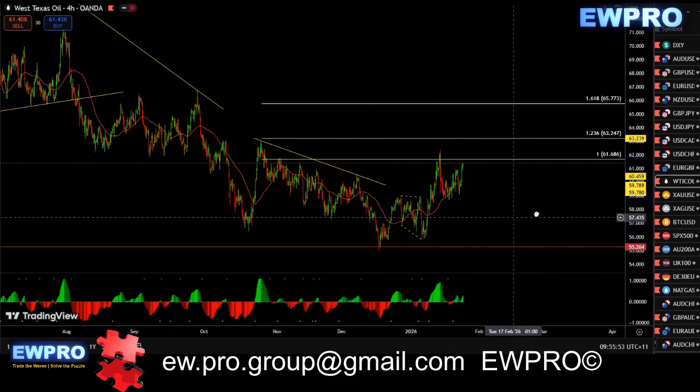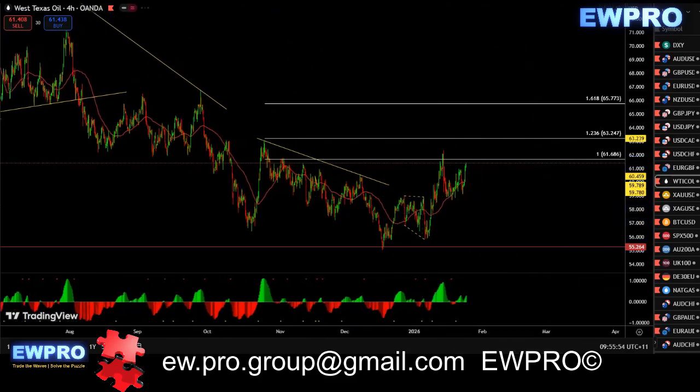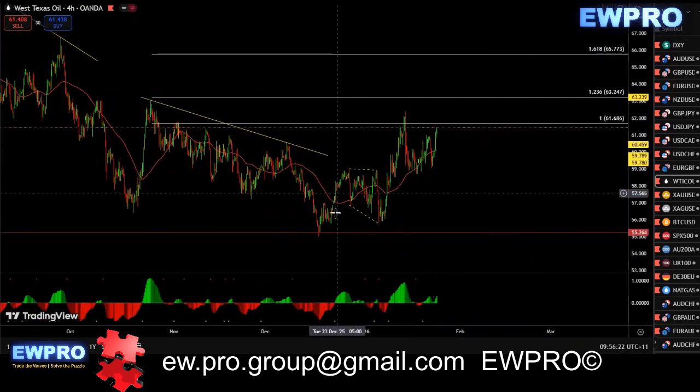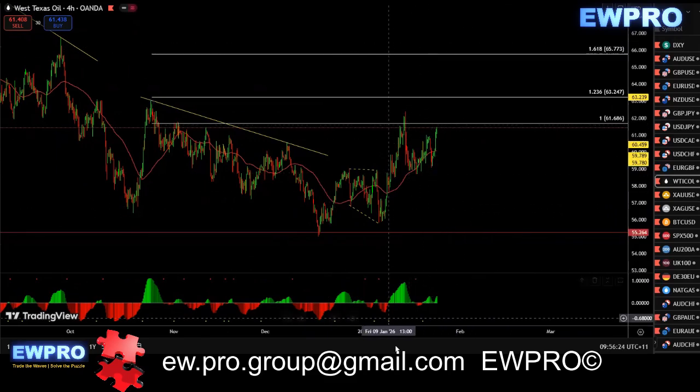I'll just remove that arrow now, but I was looking for that A, B, and a C up to that 100 fib. Well, it already hit the 100 fib. I'd be more bearish on it at this stage. In saying that, we may get a 1, 2, 3, 4, 5 up in here before it does come down and break the lows. WTI could really go either way at this stage.